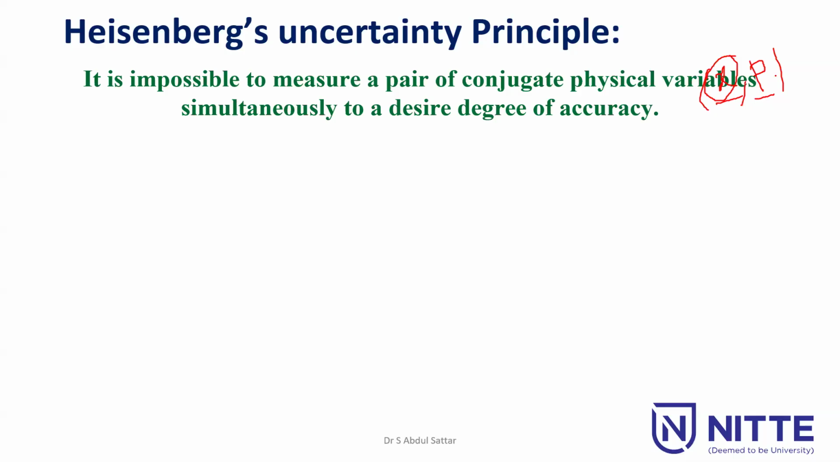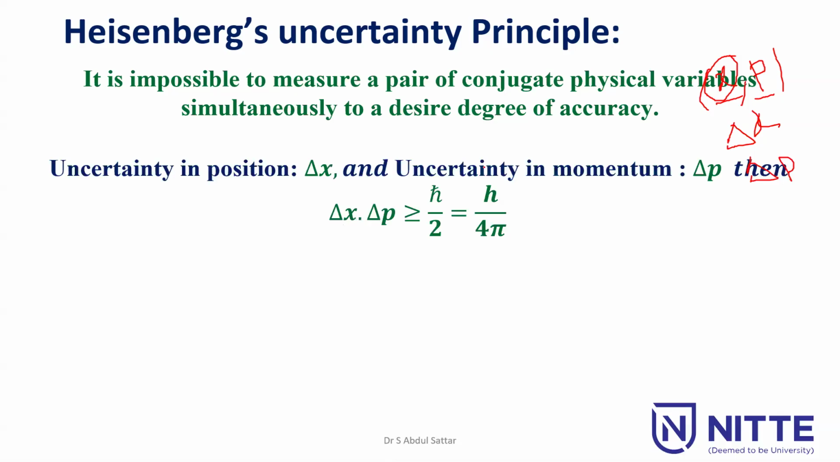For example, if delta x is the uncertainty in the position, and delta p is the uncertainty in the momentum measurement, then the product of these two is in the order of h cross by 2. H cross is nothing but h by 2 pi, where h is Planck's constant. So delta x delta p is in the order of h by 4 pi.